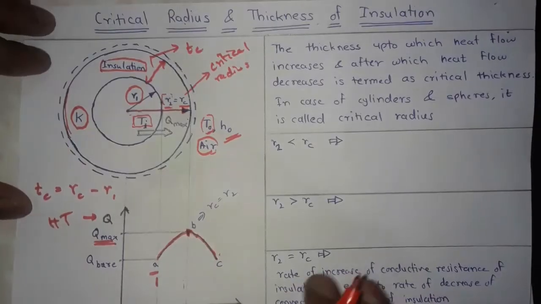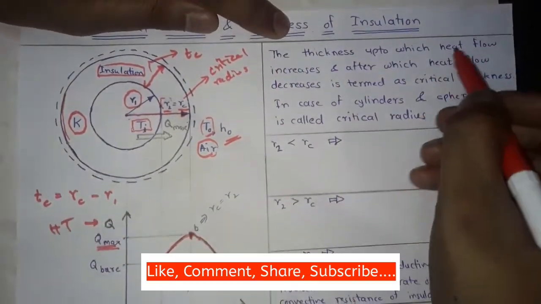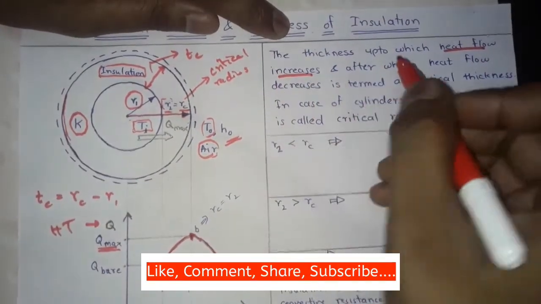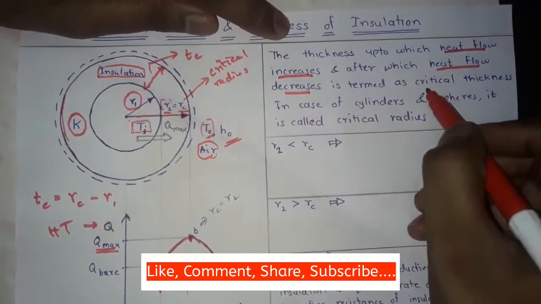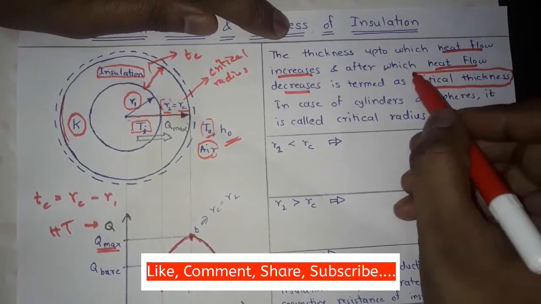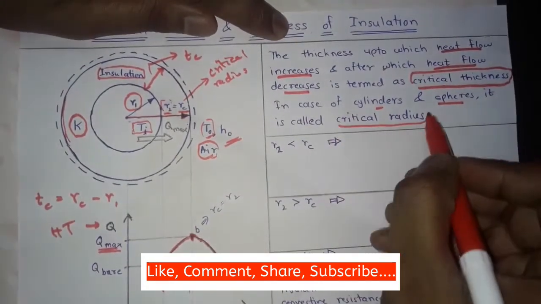Now let's see the definition. The thickness up to which heat flow increases, after which heat flow decreases, is termed as critical thickness. In case of cylinders and spheres, it is called critical radius.